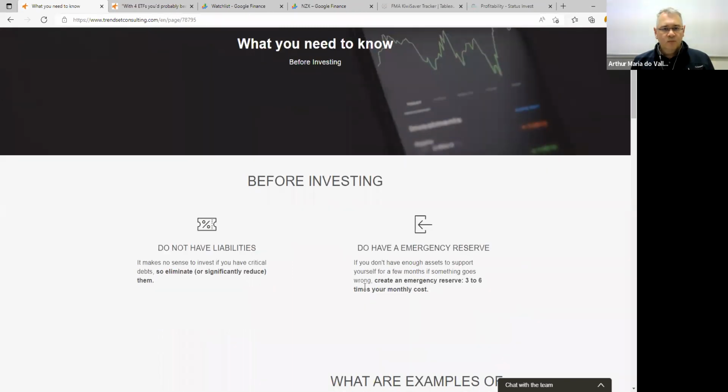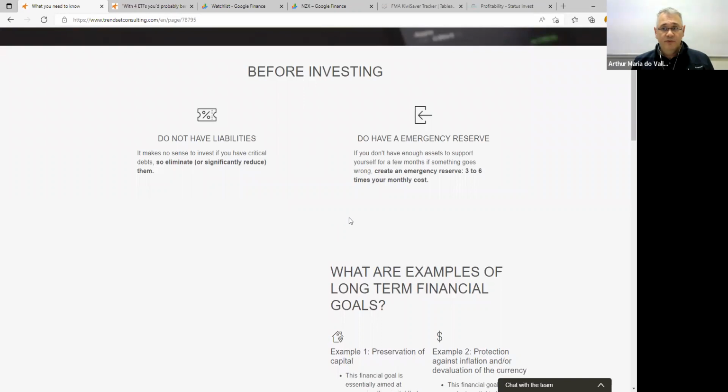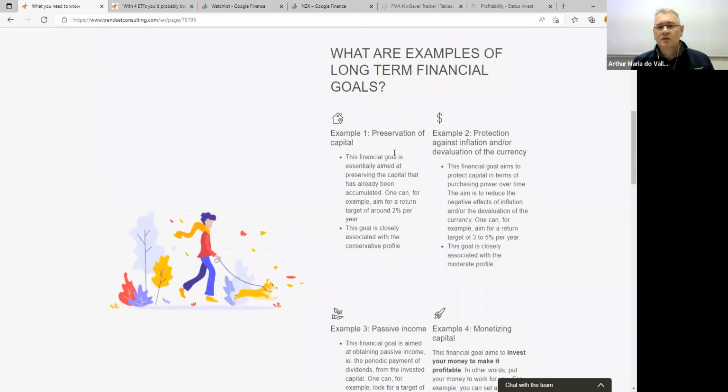Good. So now that you know what you need to have before investing, I would like to show you some goals that you could have as an investor. Let's see some examples here. Maybe you want to preserve your capital. Maybe you have something and you don't want to lose that. So one objective might be to preserve the capital that you accumulated. Another example might be to protect your capital against inflation, that is the hot topic of the moment, or even devaluation of your currency, might be New Zealand dollars, for example. So you can set up your financial goal as protecting against that.